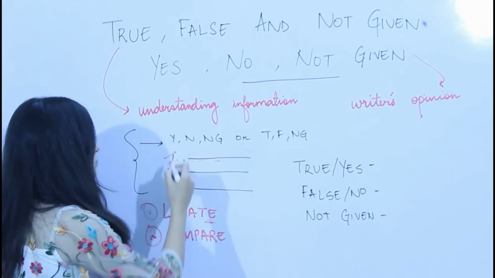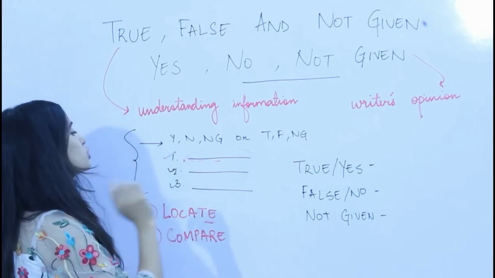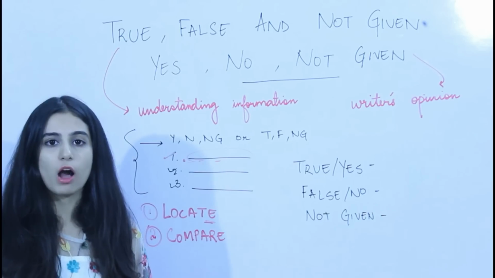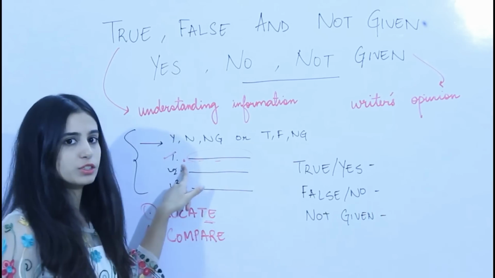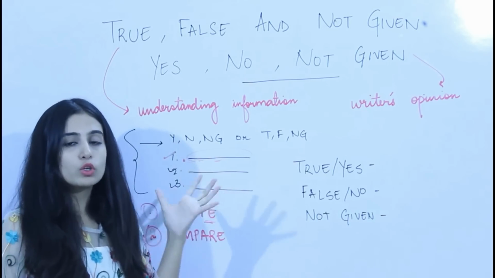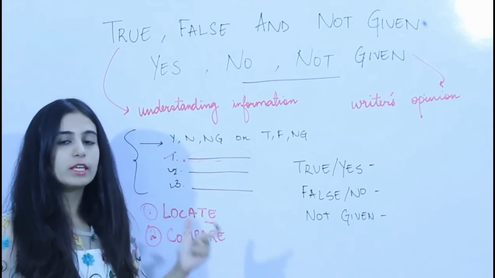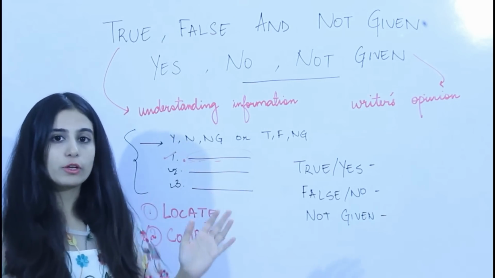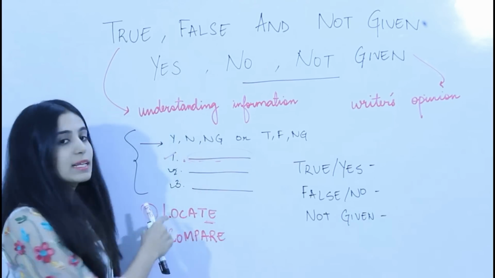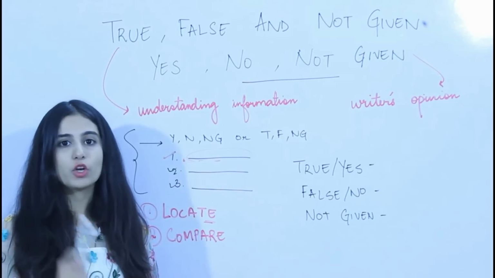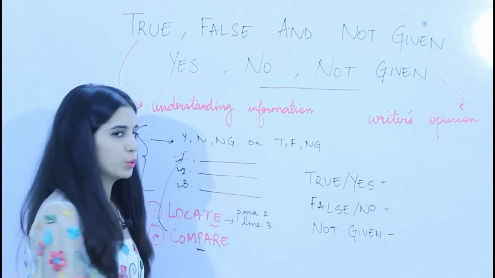So for example, your question says that Rahul is traveling from point A to point B in a car, right? This is your question. Now you have to locate this sentence in the passage where the writer mentions that Rahul is traveling from point A to point B. Once you have located that sentence in your passage, the next step is to compare that sentence in your passage with the question given to you.